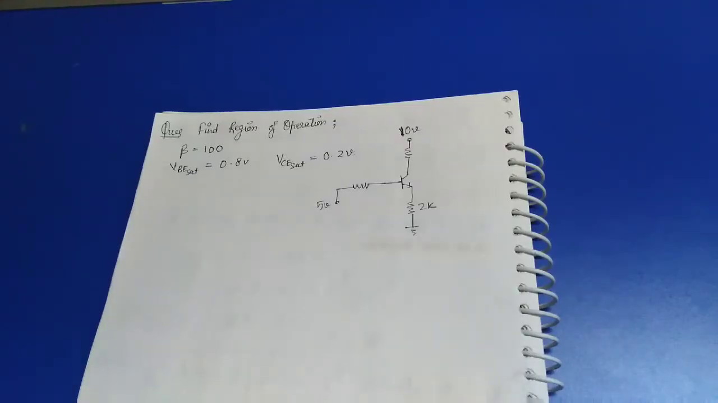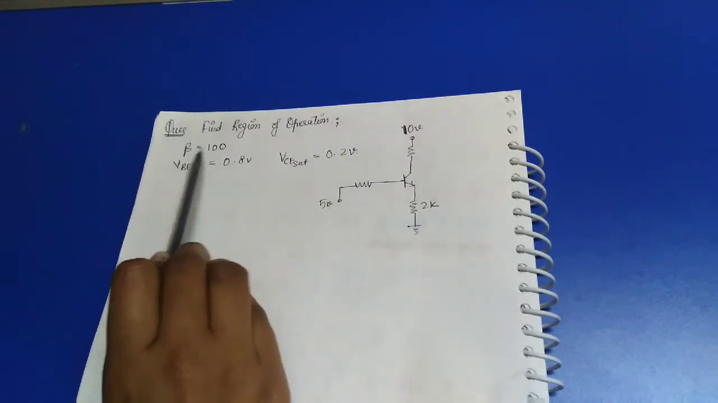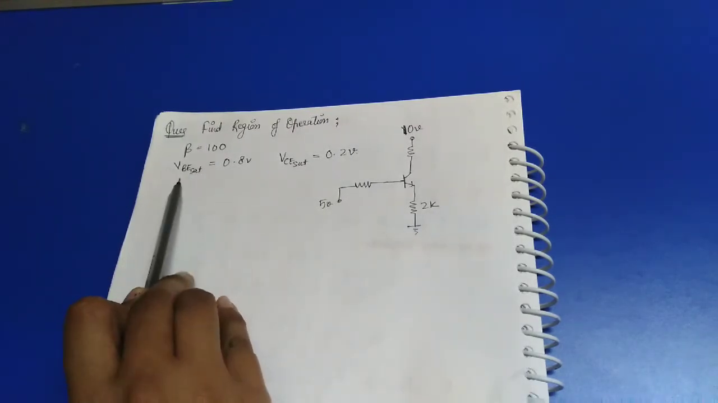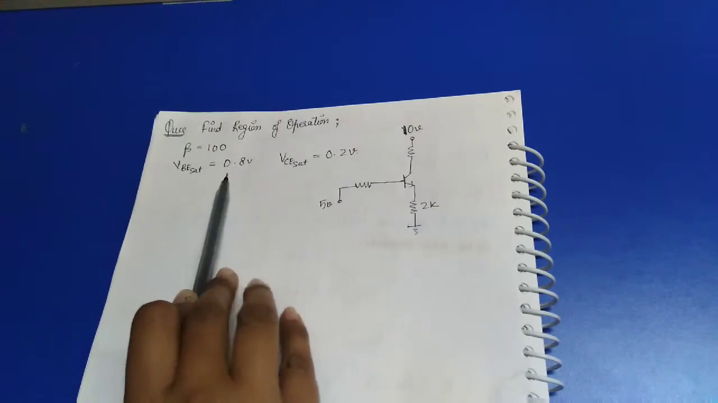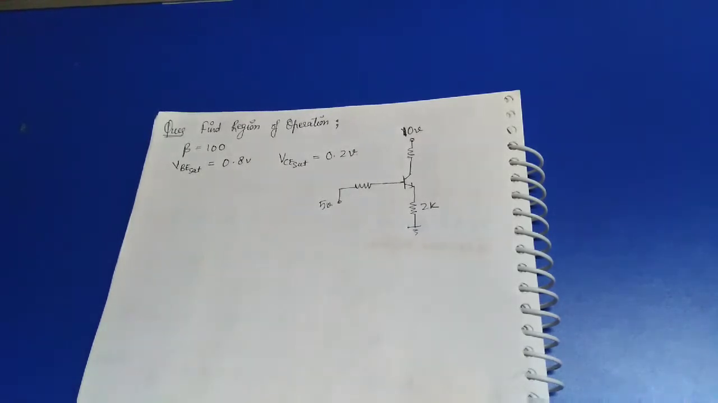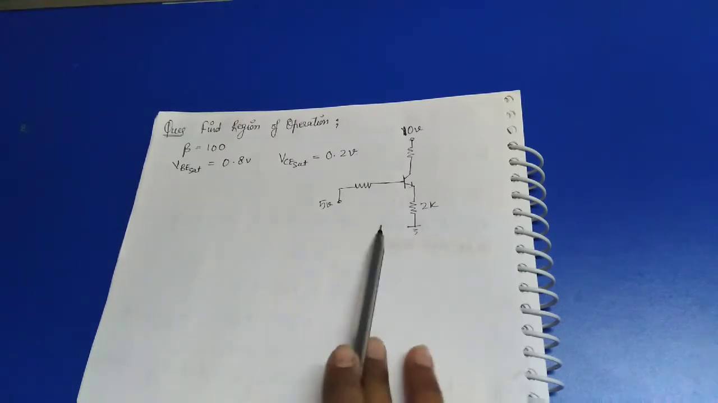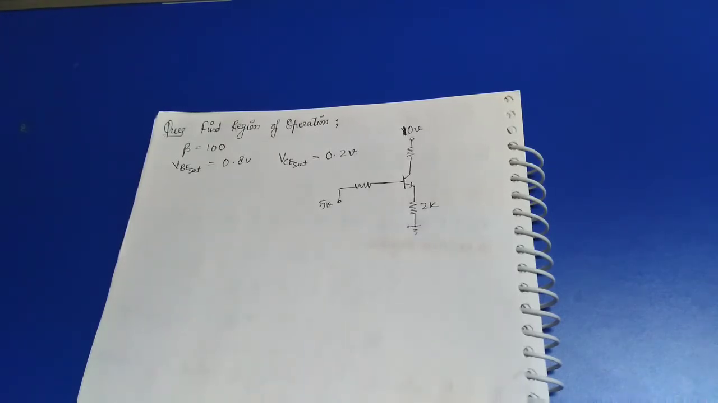So this is the question, guys. Find the region of operation, and beta is given in the question, which is 100. VBE saturation is 0.8 and VCE saturation is 0.2 volts, which is also given in the question. And this is the circuit, guys. Basically we have to follow some steps and apply basic network laws like KCL and KVL in the loops to get our result. So let's start from the basics.